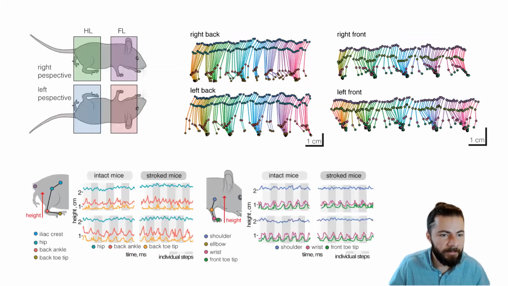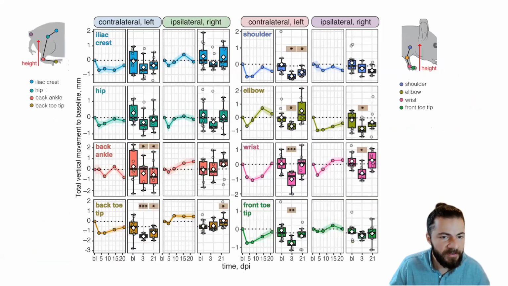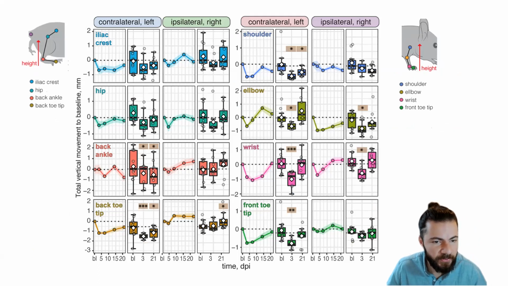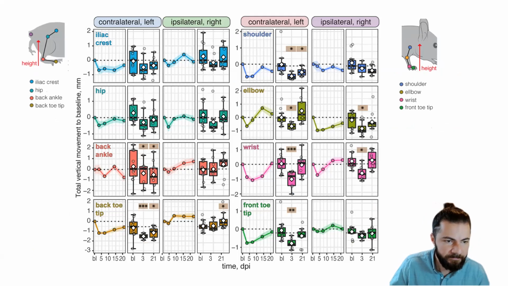Then we compared the kinematics of the fore and hind limb joints from the side perspectives. As an example, we identified alterations in the average height of the fore and hind limb joints that was, as expected, more prominent on the contralateral left side, with a partial but incomplete recovery over time. Importantly, there were also some late changes in the ipsilateral side that may be an indicator of compensatory movements.